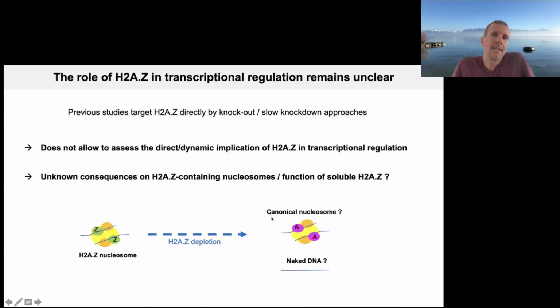So the role of H2A.Z in regulating transcription is still not totally clear. One reason for that is that most studies targeting H2A.Z have used approaches that are relatively slow, such as knockout or slow knockdown using shRNA. And of course, gene regulation occurs on much faster timescales of minutes to hours. So it's not totally clear whether these studies really allow us to assess the direct effect or implication of H2A.Z in transcriptional regulation.